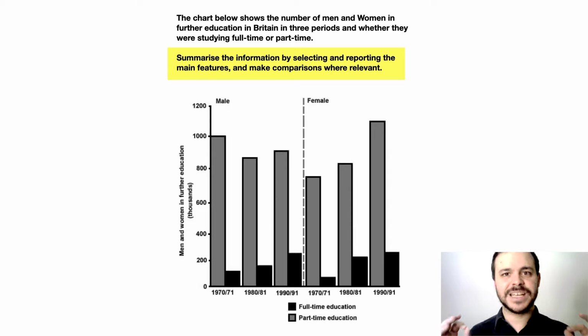So here is the key point of this task. What is the task? It's basically summarize the information that you have in this graph and make comparisons. In many cases, students try to make a very complex, very elaborate thing, and they don't do what the task is requiring from them. Let's have a look.